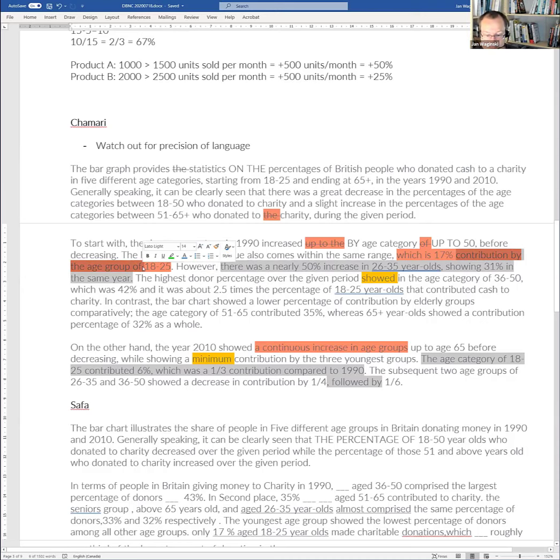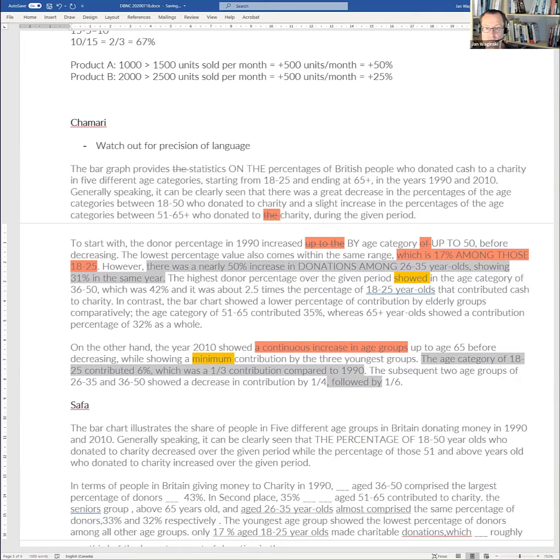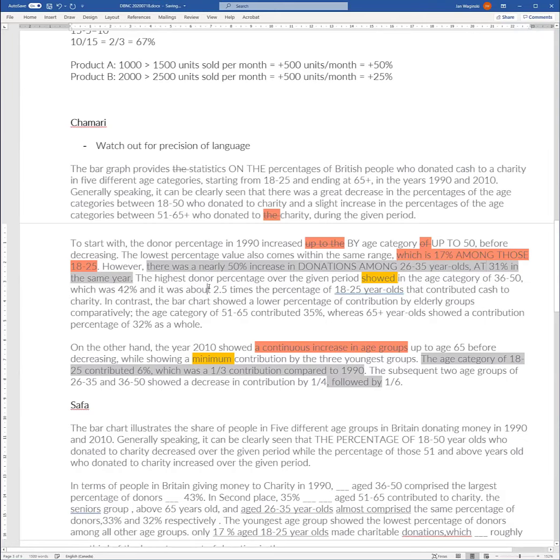I would just change this to among those 18 to 25. However, there was a nearly 50% increase in 26 to 35 year olds, showing 31% in that same year. So this would be okay if you were talking about population increases. So there's a 50% increase in what? In donations among 26 to 35 year olds, showing 31% in the same year.